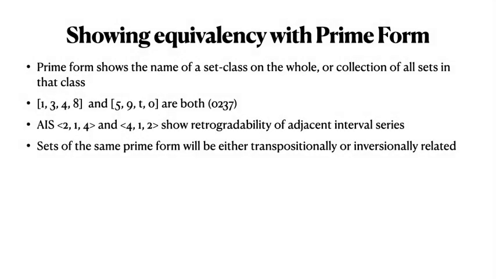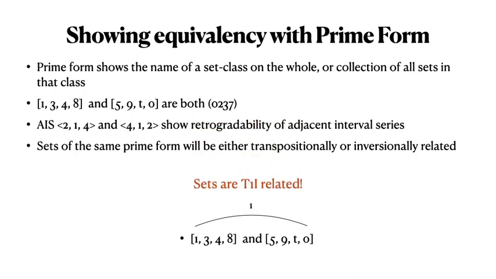But didn't our first set have a prime form of 0, 2, 3, 7? Yes! In fact, we have found that 1, 3, 4, 8 and 5, 9, 10, 0 both had a prime form of 0, 2, 3, 7. If we check out their AISs, we can see that they are inversionally related. So check out the rainbow. We can see they are T1 of I related. Therefore, sets with the same prime form are going to be transpositionally or inversionally related.